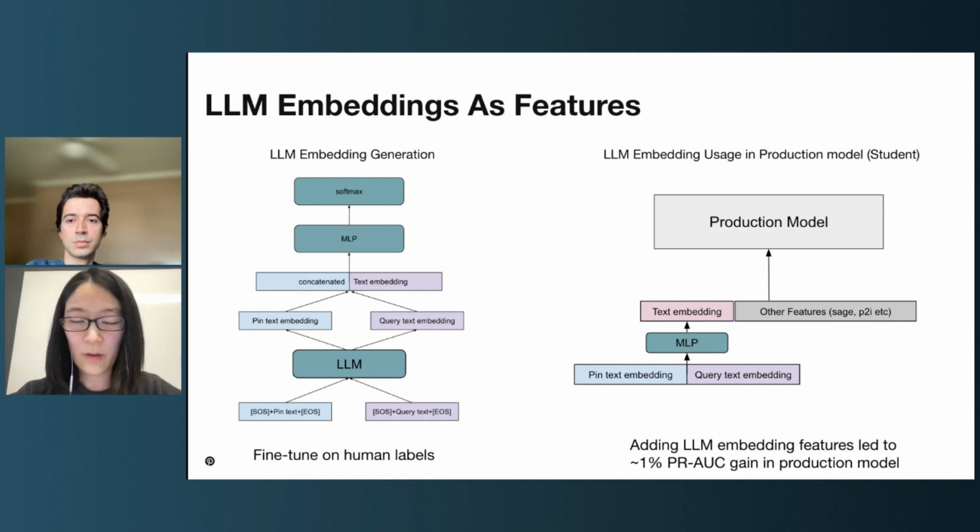With the addition of LLM embeddings, we have observed another 1% PRAUC gain, which also translated to online relevance metrics improvements. Next, I'll pass to Honor to share more about the GPT labeling.